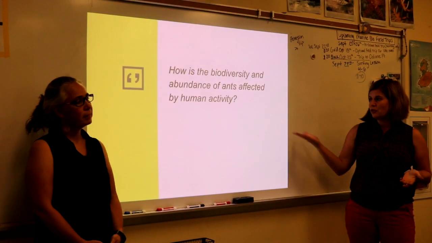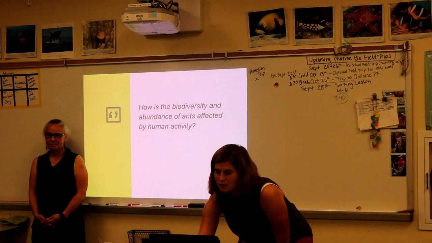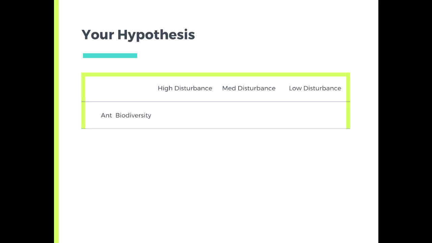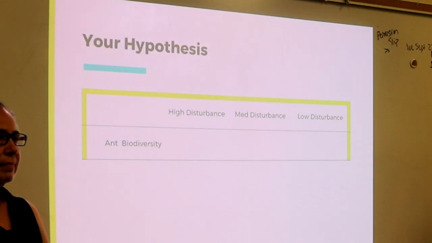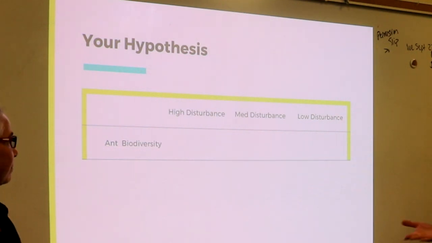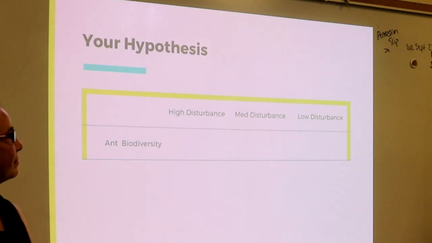So for this project, you're looking at a particular question. How is biodiversity and abundance of ants affected by human activity? You and your group came up with a hypothesis. You were sent out in one of these three areas. You were either sent out to an area that has low human disturbance, medium human disturbance, or high human disturbance. And you hypothesized what you thought the impact of those disturbance levels would be on the ants.